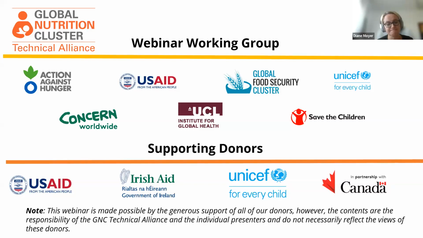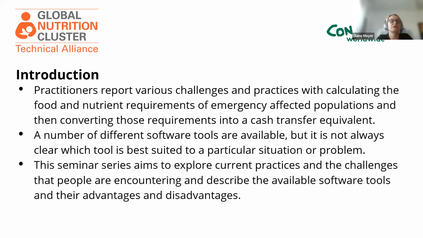What came out is that most of the time, practitioners have highlighted that they don't know how to estimate the proper amount when you want to estimate how much it costs to have an appropriate diet, what the cost of food and nutrient requirements is for an emergency-affected population, and how we convert this need into a cash transfer equivalent. This has been a challenge that has been frequently highlighted amongst practitioners.